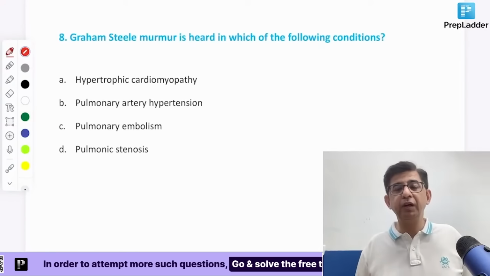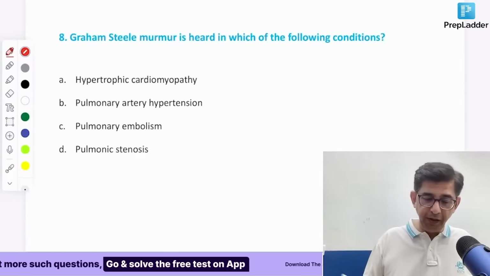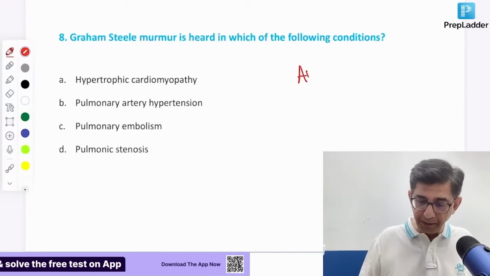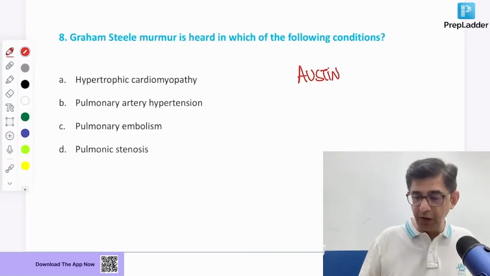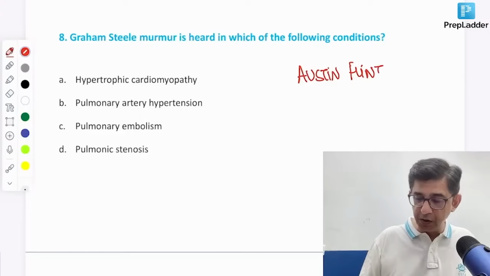Last winter, he had asked about the Graham Steell murmur. Austin Flint and Graham Steell murmur, you must know. One topic that you always have to remember in murmurs is Austin Flint murmur, which is a murmur of severe aortic regurgitation.